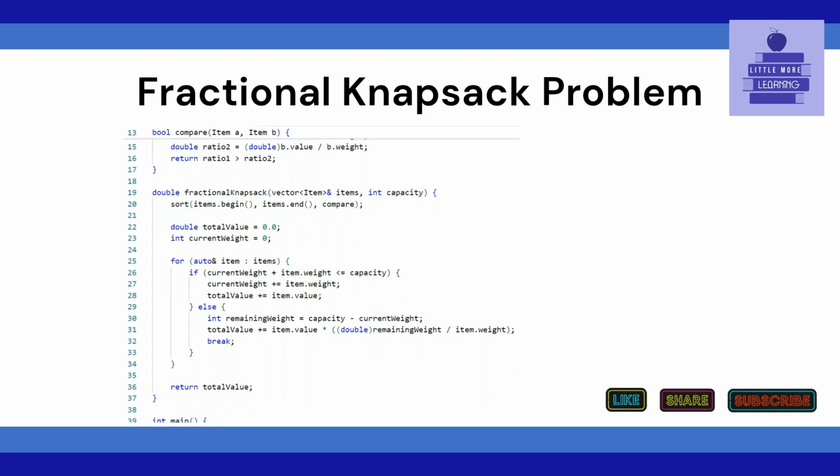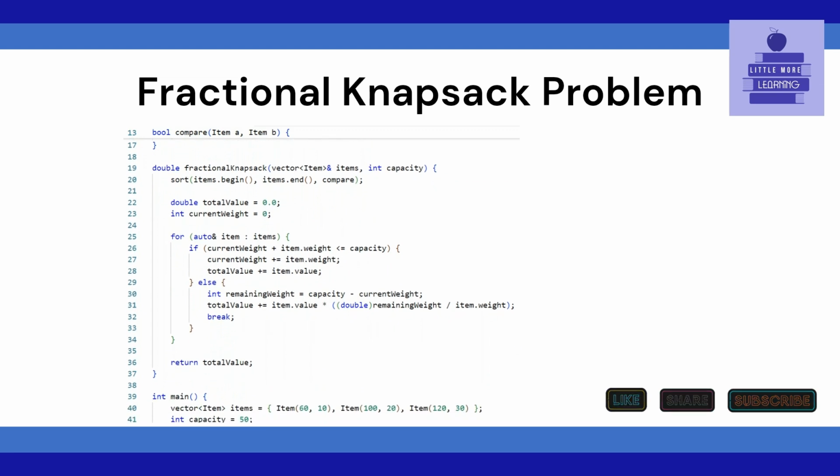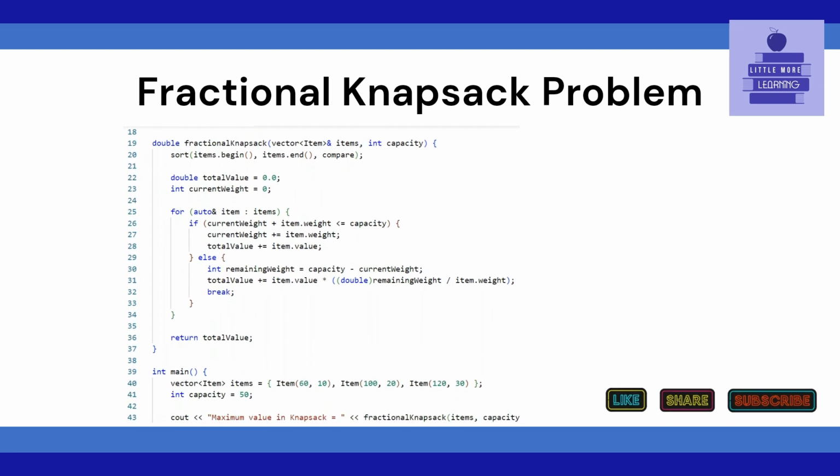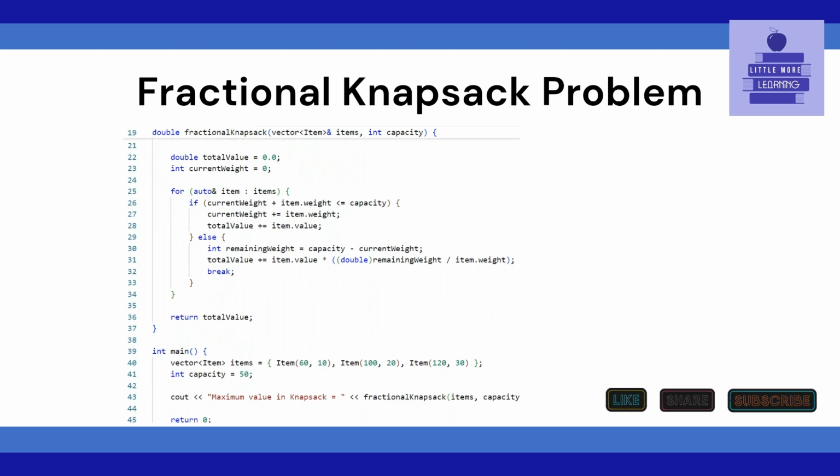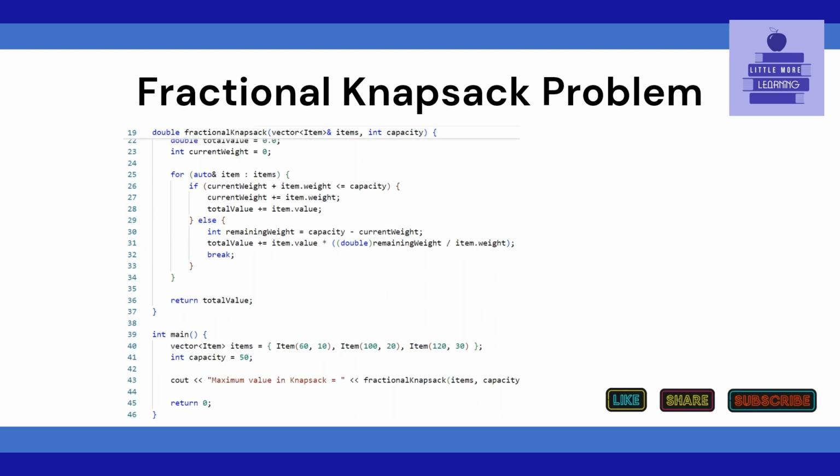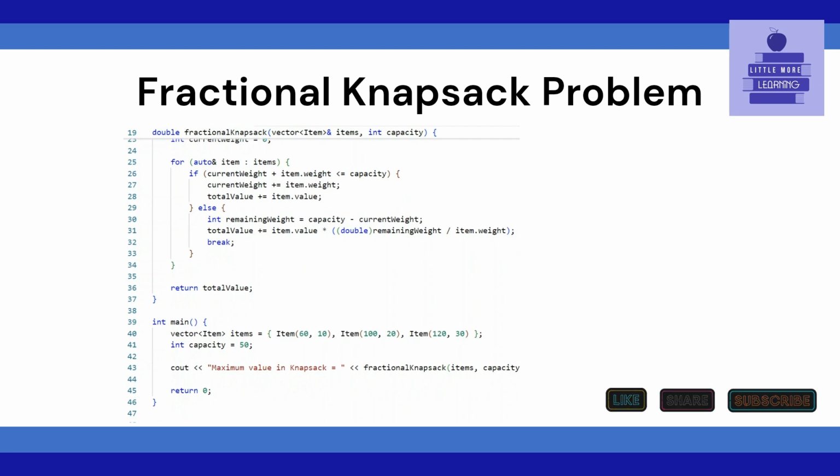Start adding items to the knapsack based on the sorted order. If the full weight of the next item fits, take it all. If not, take the fraction that fits. Display the maximum value achievable within the given knapsack capacity.